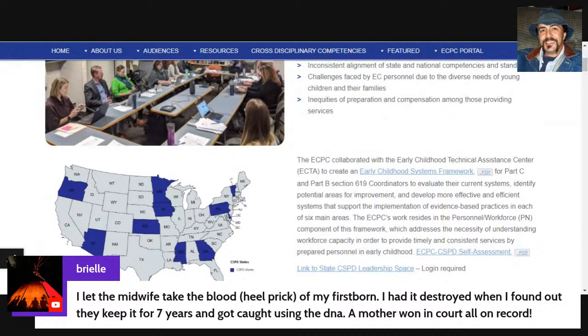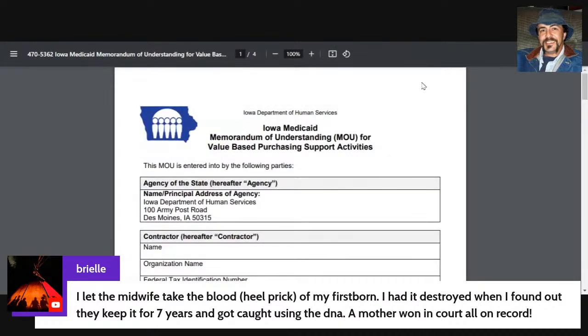And then here in Iowa, we have the Iowa Department of Human Services, Iowa Medicaid Memorandum of Understanding for value-based purchasing support activities. So these early education supports for mom and dad are value-based purchase systems. And you're providing support activities through personal services to do the paperwork.